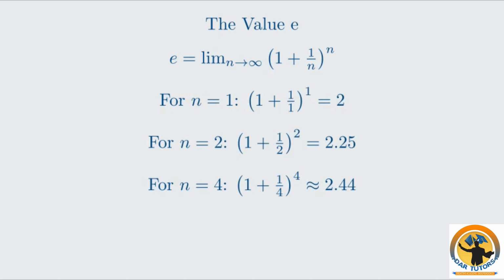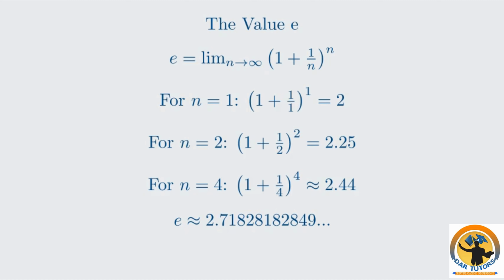The value is increasing, but it's not increasing without bound. It's approaching a specific number. This number is e, approximately 2.71828. It's often called Euler's number, after the famous mathematician Leonhard Euler. So what does this limit represent?